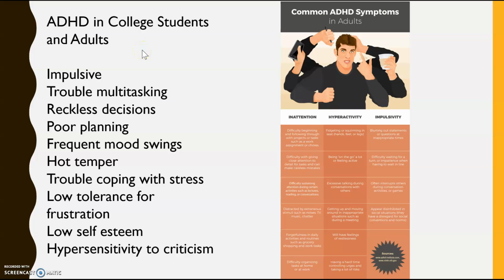ADHD in college students and adults looks like impulsiveness, trouble multitasking, reckless decision making, poor planning, frequent mood swings, hot temper, trouble coping with stress, low tolerance for frustration, low self-esteem, and hypersensitivity to criticism. So a lot of these symptoms that are present in childhood carry on to adulthood, but not all of them.